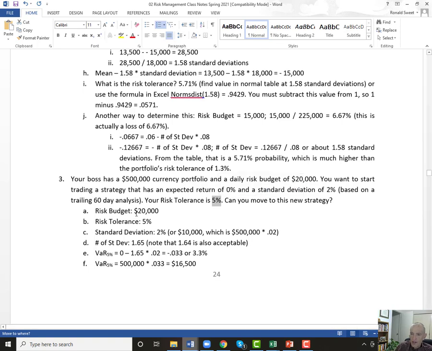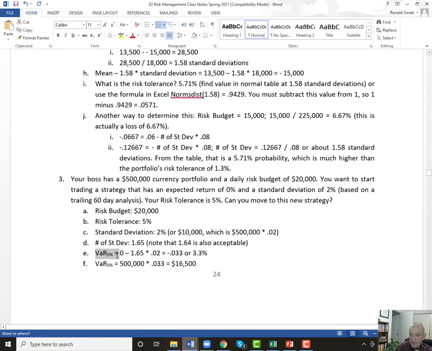So our risk budget is $20,000. Our risk tolerance is 5%, pretty high. Our standard deviation is 2%, or we can convert that to $10,000. 2% times 500,000 is 10,000. The number of standard deviations, we know it's between 1.64 and 1.65. Just remember that a 5% event is between 1.64 and 1.65. I like to use the higher number. In fact, this one is right in between. So maybe 1.645 is the best answer, but I say don't interpolate.